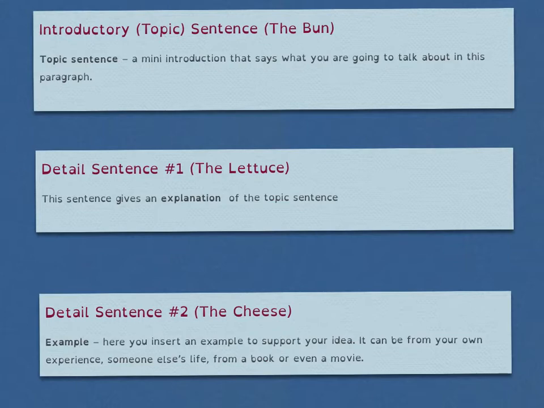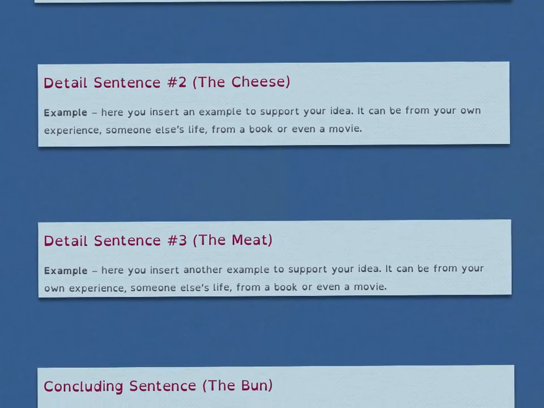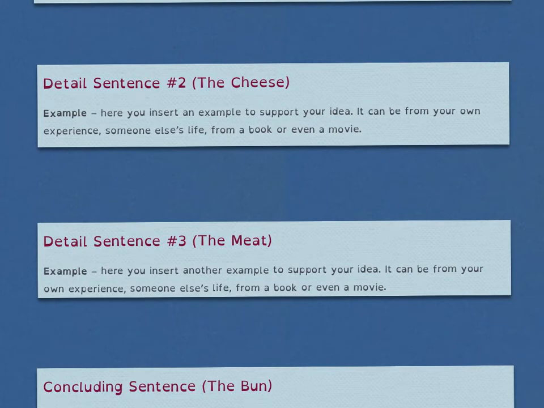Now, if we move on to our detail sentence two, which is, of course, our cheese, this is where you give an example. You insert an example to support your idea. It can be from your own experience, someone else's life, from a book, or even a movie. It depends on what you're being asked to write about.